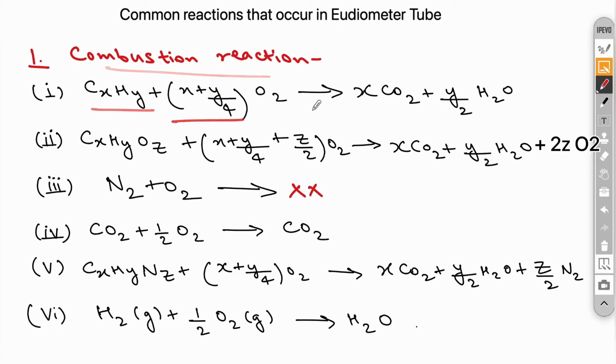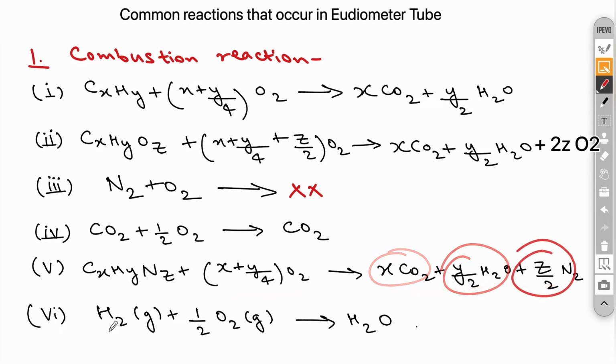CxHy plus (x + y/4) O2 giving us xCO2 plus y by 2 H2O. Similarly, the second one, just the stoichiometric coefficient for O2 is changed. The third one will never occur. In the fourth one, it is CO plus half O2 giving us CO2, not CO2 plus half O2. It's CO plus half O2. The fifth reaction is very similar to the second one. Just you have to take care of balancing.